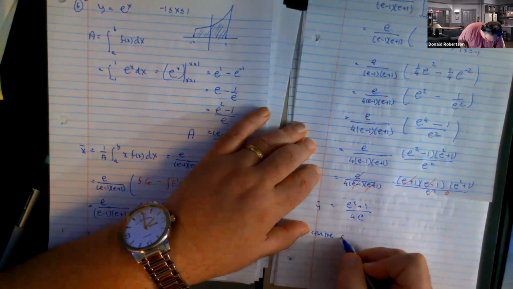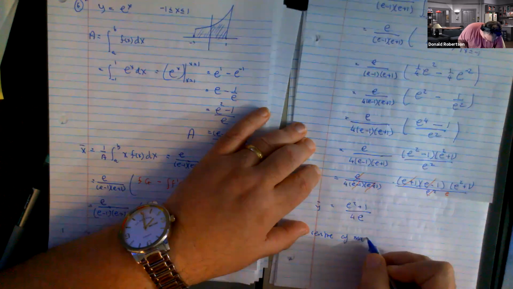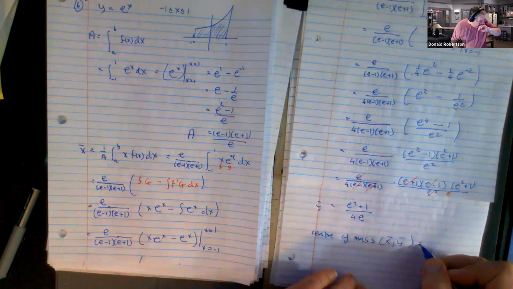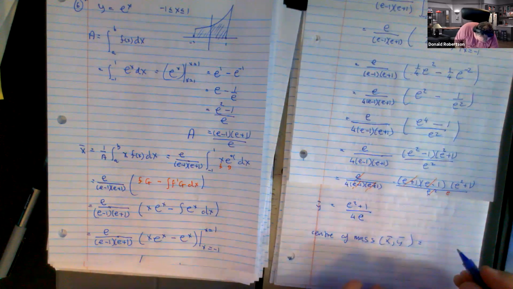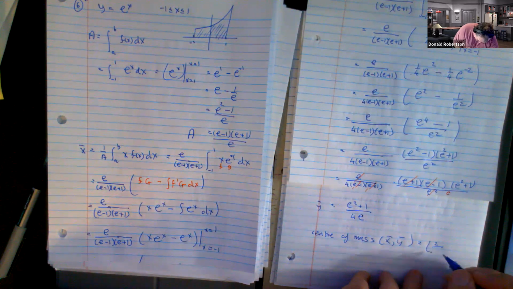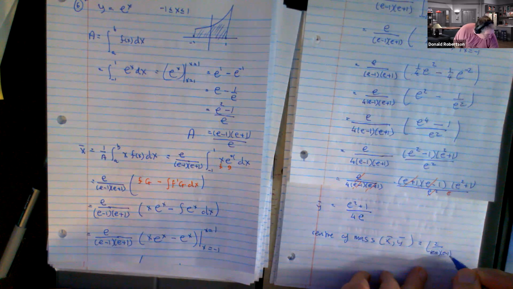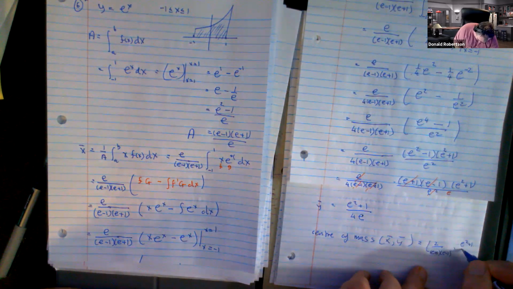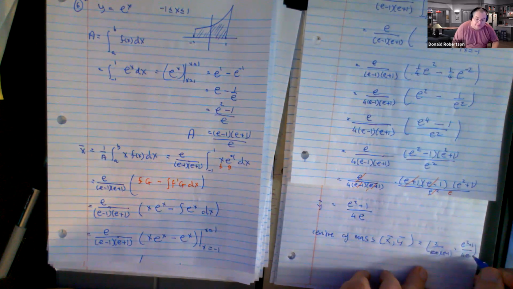So the center of mass, which is that guy, ends up being 2 over e plus 1, e minus 1, comma, e squared plus 1 over 4e. And that is us. We are now finished.